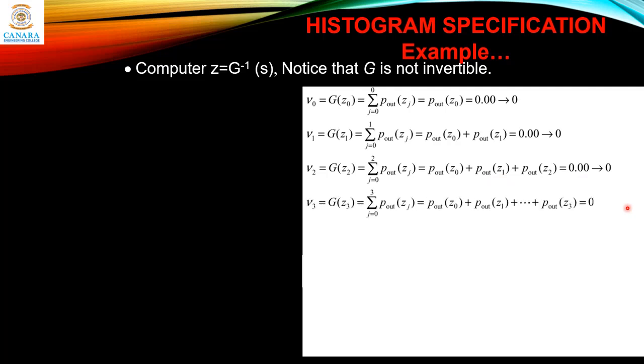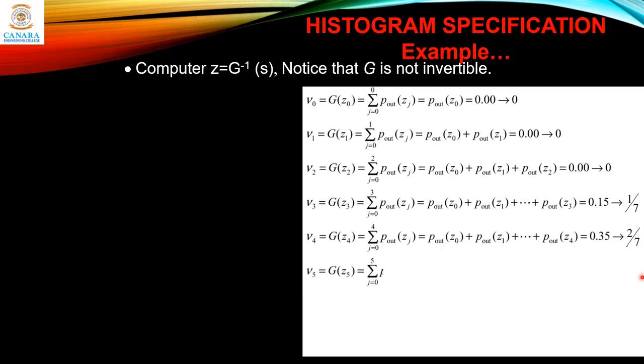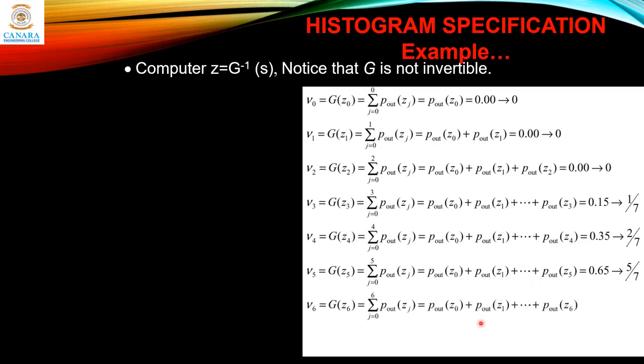V3, Z0, Z1 up to Z3, so it is 0.15, which can be approximated to the level 1 by 7. Similarly, V4 can be given as this equation and can be approximated to 2 by 7, which is 0.35, and V5 is 0.65, which can be approximated to 5 by 7, and V6 can be calculated as 0.85, which is approximated to 6 by 7 level, and finally V7 can be approximated to the level 1.